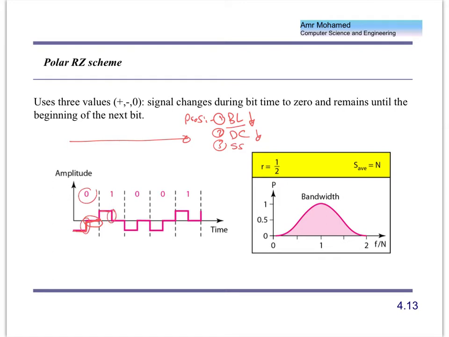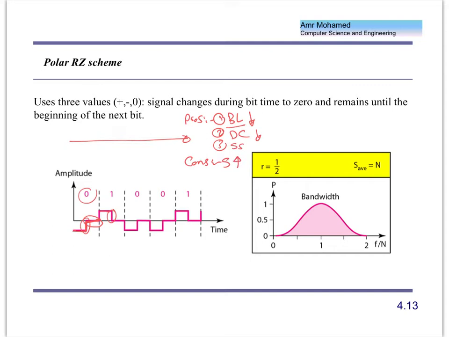So what is the cost here? The cost here is clear. What is the cost? Anyone can say this is easy. So what is the cost here?